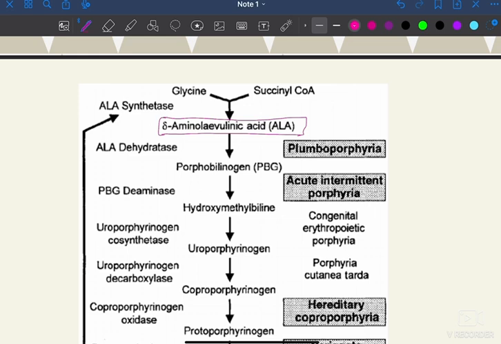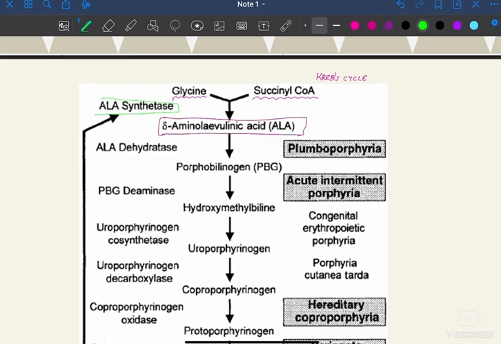First one you can see glycine. Glycine is the amino acid which combines with succinyl CoA. Succinyl CoA is also present in the Krebs cycle, so from that Krebs cycle, succinyl CoA can be used here. Combining with glycine, it forms delta amino levulinic acid using the enzyme ALA synthase.